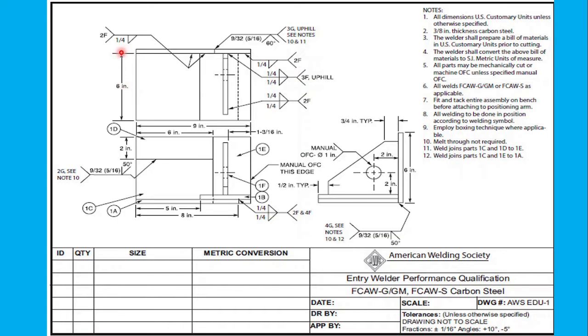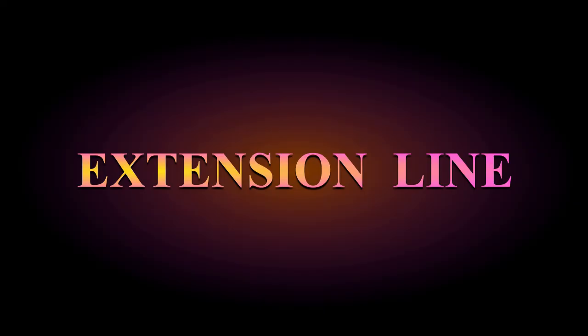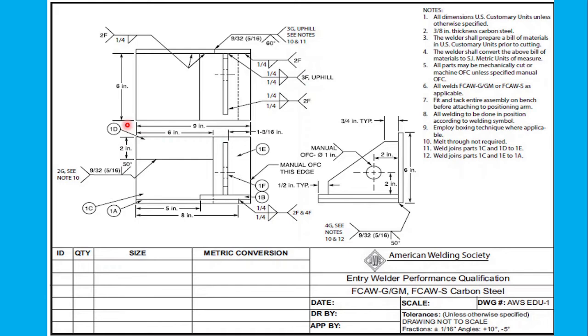And this line is known as an extension line. It means this dimension is extended up to this line. These are known as extension lines, this one and this one, or here, this one or this one. This is the dimension line. This is the dimension figure. And this is the extension line.